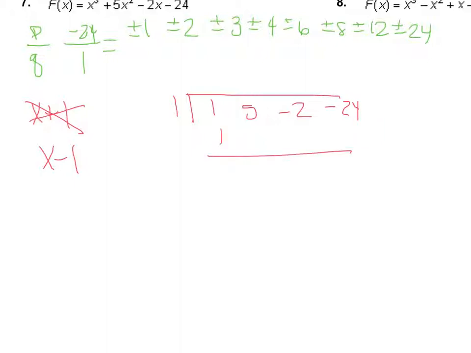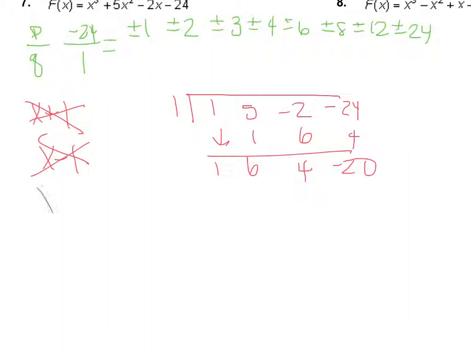Bring down my 1. 1 times 1 is 1. 5 plus 1 is 6. 1 times 6 is 6. Negative 2 plus 6 is 4. 1 times 4 is 4. Negative 24 plus 4 is negative 20. So x minus 1 is not a factor.